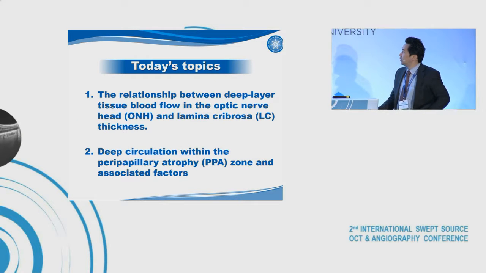Today, my topics include the relationship between deep layer tissue blood flow in optic nerve head and lamina cribrosa thickness. And the second part is talking about the deep circulation with peripapillary atrophy, PPA zone, and associated factors.